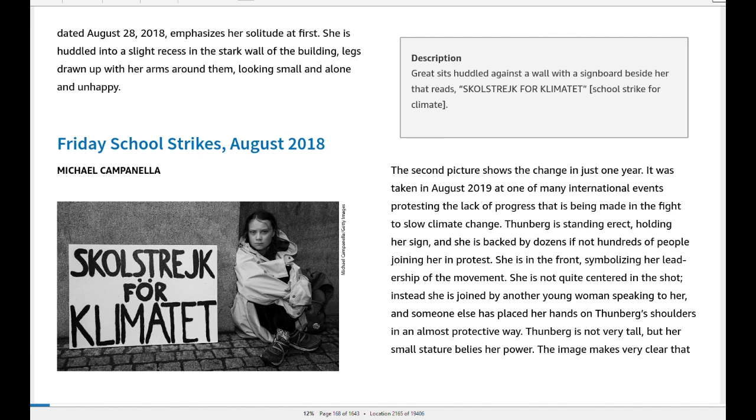Friday School Strikes, August 2018, by Michael Campanella. Greta sits huddled against the wall with a signboard beside her that reads, "School Strike for Climate."